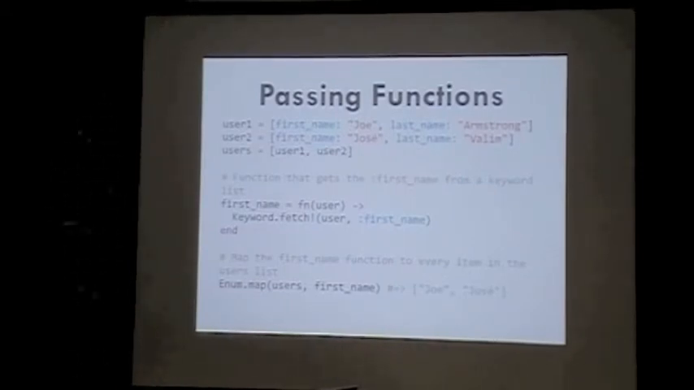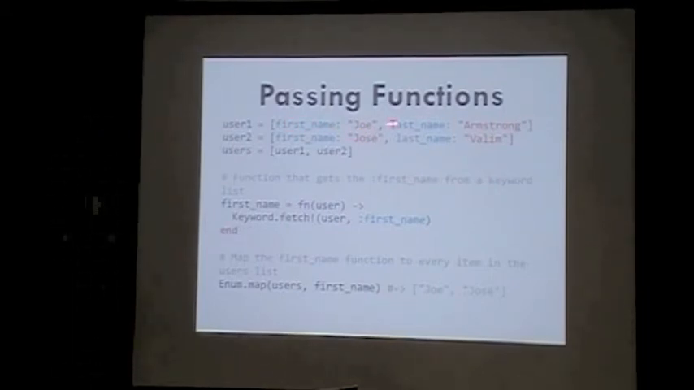So here's a little more complex example. We actually have some user data here. So this is key value stores of user information. We put these pieces of user data in a list here. And then down here, we define a function that can take one of these users and fetch the first name key from that user's information.